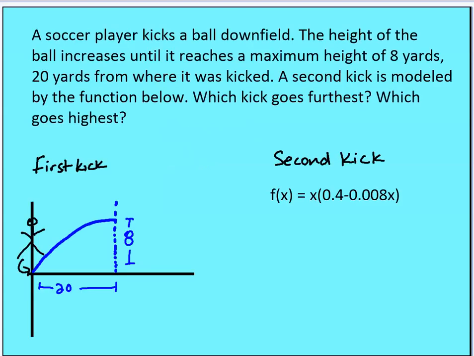A soccer player kicks a ball downfield. The height of the ball increases until it reaches a maximum height of 8 yards, 20 yards from where it was kicked. The second kick is modeled by the function below. Which kick goes the furthest? Which goes the highest? All right, that brings us, I believe, to the end of this lesson.